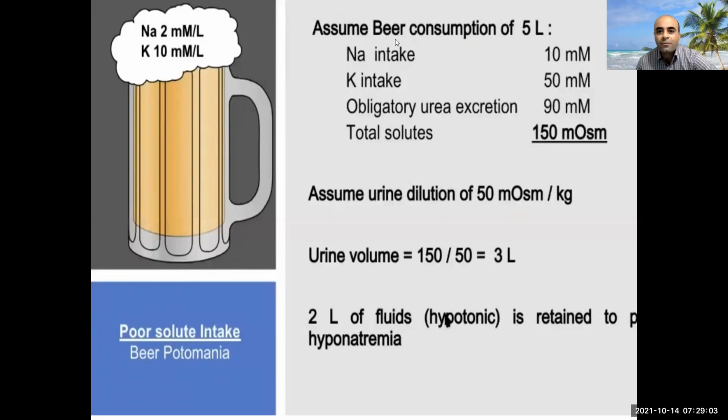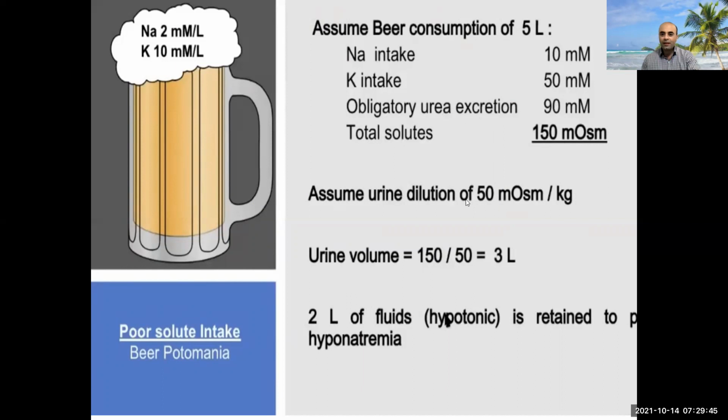Just for example, we assume beer consumption of 5 liters. Each liter contains 2 millimole per liter sodium and 10 millimole per liter potassium. Sodium intake for these 5 liters is around 10 millimole, 5 multiplied by 2, and potassium around 50 millimole, 5 multiplied by 10. Obligatory urea excretion in a normal person is around 90 urinary excretion. The total solute, if you calculate this, is around 150.